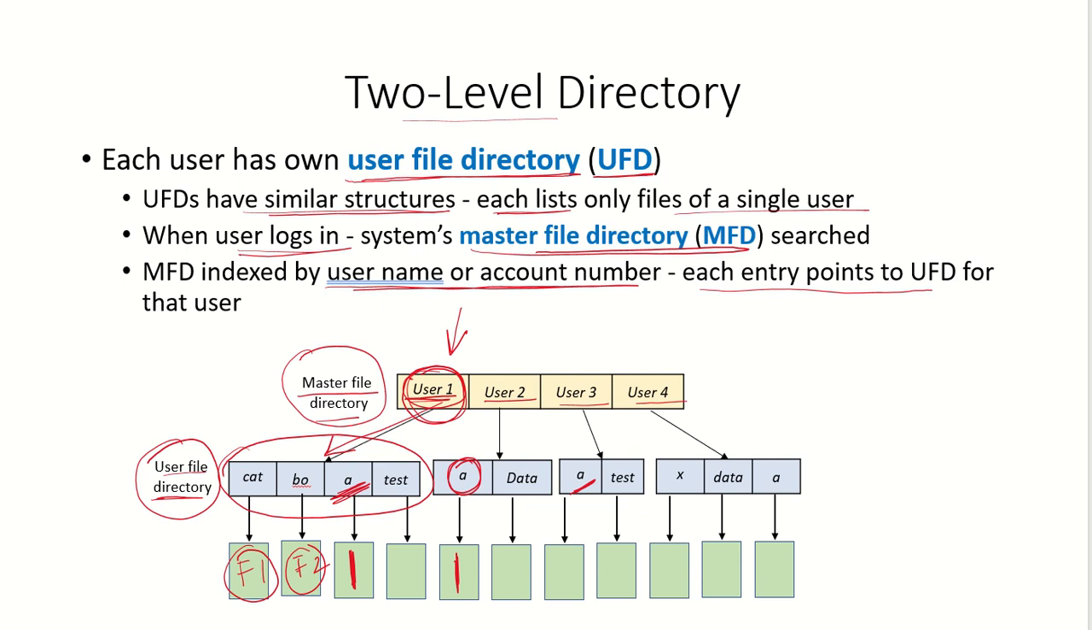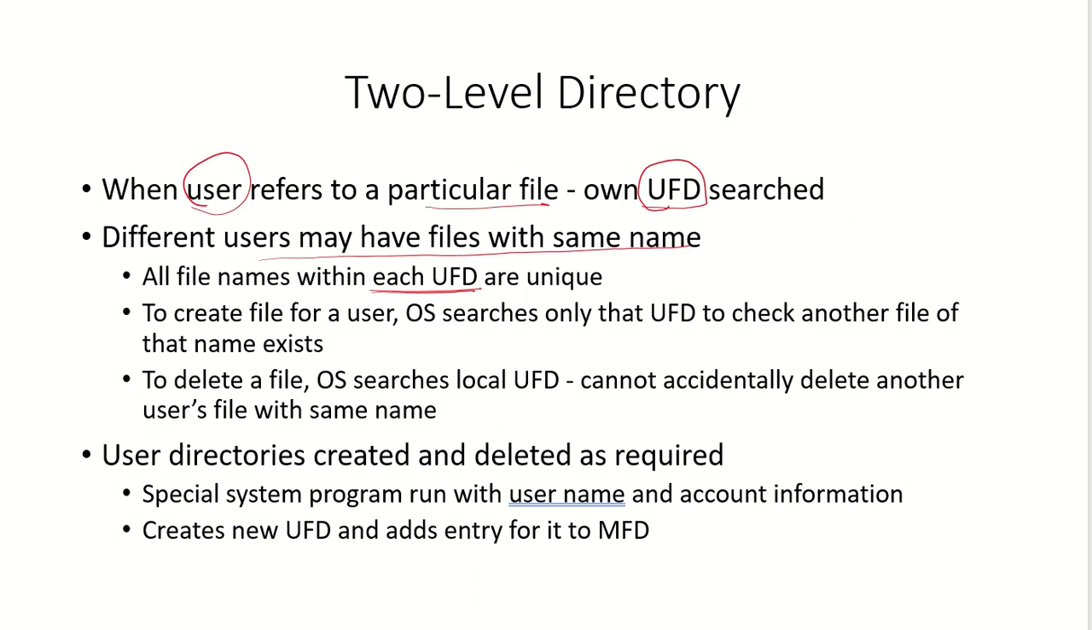That means within the user file directory of each user, so if this is the UFD of user 1, file names within a UFD have to be unique. They can be repeated in the UFD of another user, but within the same UFD, they have to be unique. To create a file for a user, the OS will search only that UFD to check whether another file of that name exists. If it does not exist, then the OS will create the file for that user.